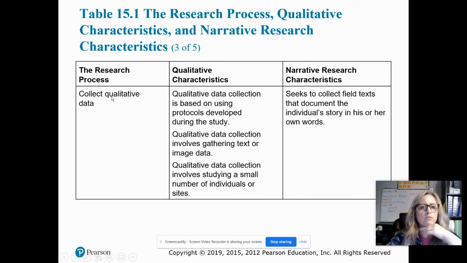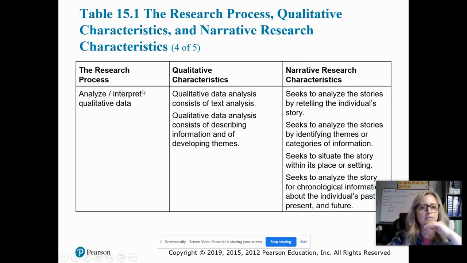Now, let's talk about qualitative data. Whenever you're doing that for your qualitative research, it's based on using different protocols, and you see that in your article that you have to do an assignment with this week. You'll see that protocol is in Appendix A for that assignment. Okay, and so qualitative data collection involves gathering text or image data. And so here in narrative research, you're going to gather data, and it's going to be the individual story in his or her own words, okay?